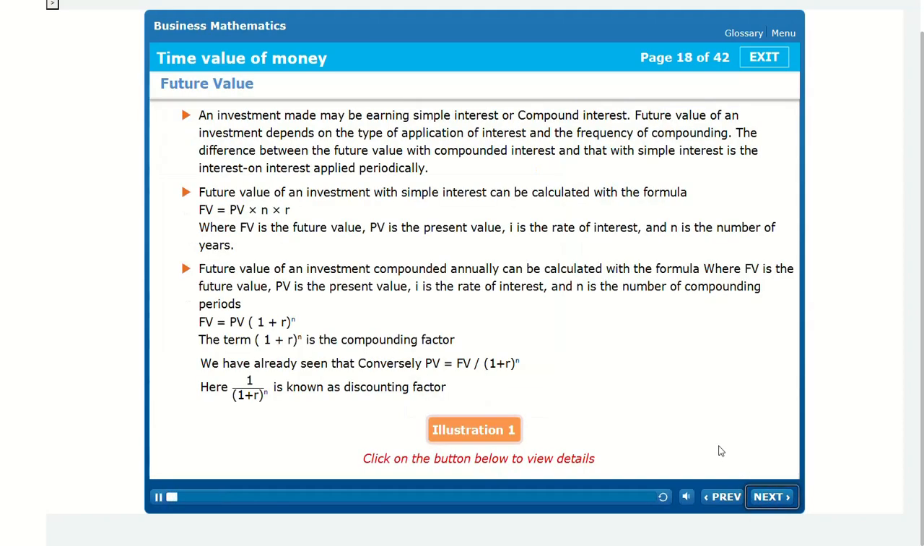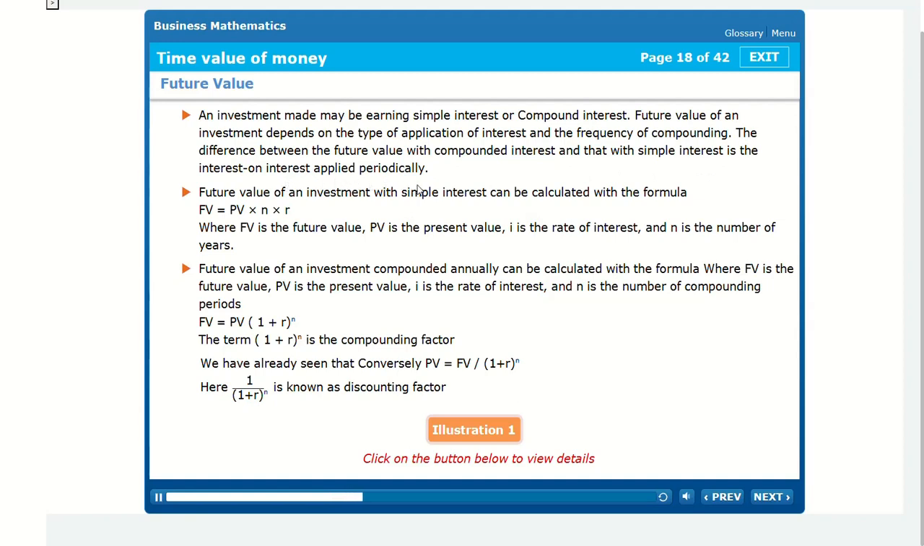Future value. An investment made may be earning simple interest or compound interest. Future value of an investment depends on the type of application of interest and the frequency of compounding. The difference between the future value with compounded interest and that with simple interest is the interest on interest applied periodically.